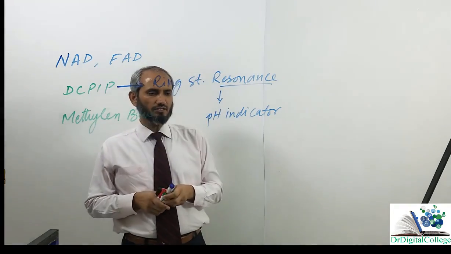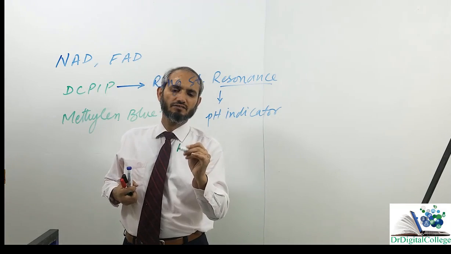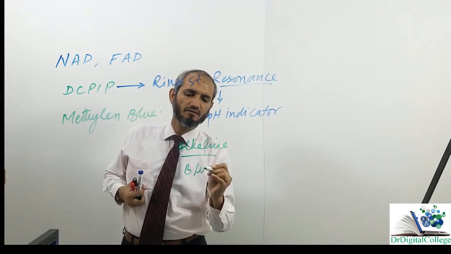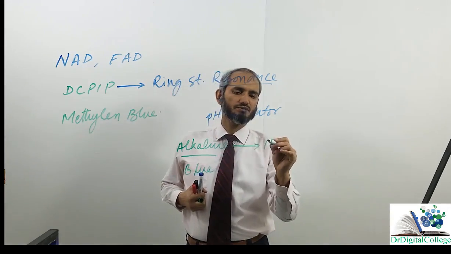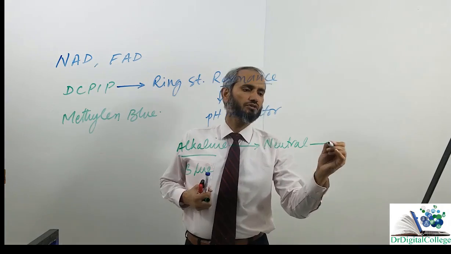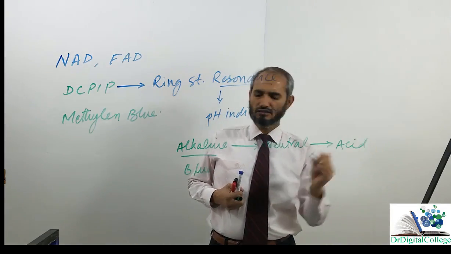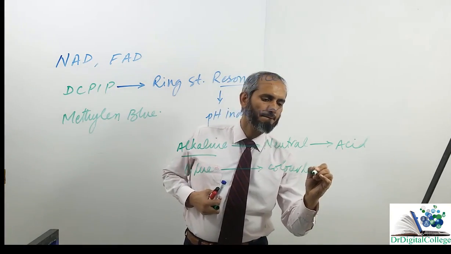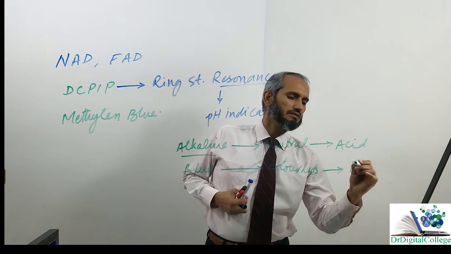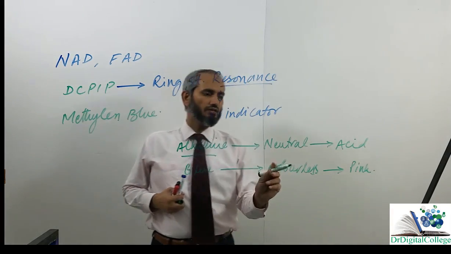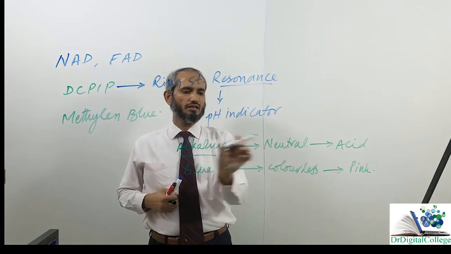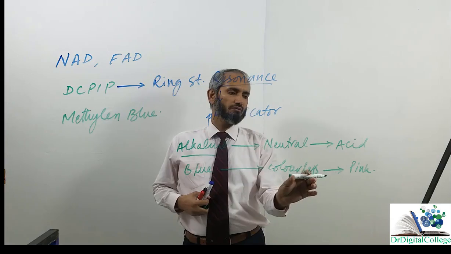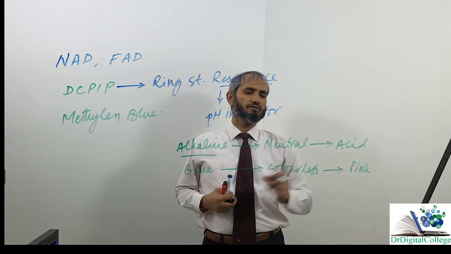In slightly alkaline conditions, it is blue. When it becomes neutral to acidic, it changes its color from blue to colorless to light pink. So when it is alkaline to neutral, it is blue. When it becomes slightly acidic, it becomes colorless, and then ultimately pink.